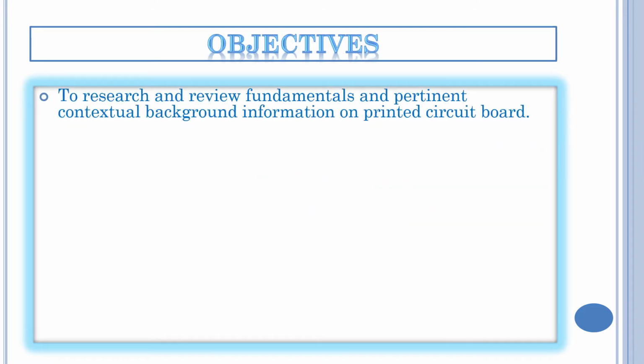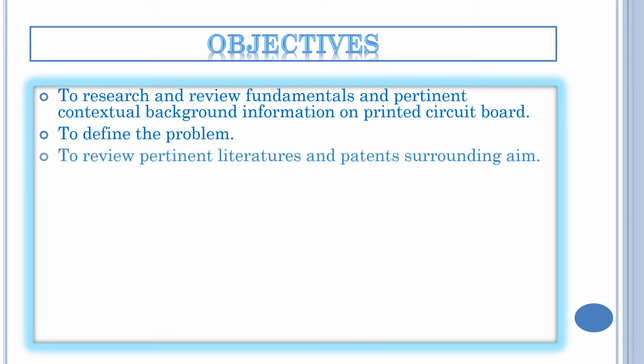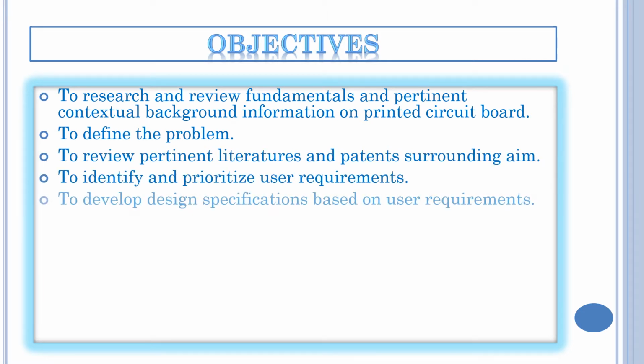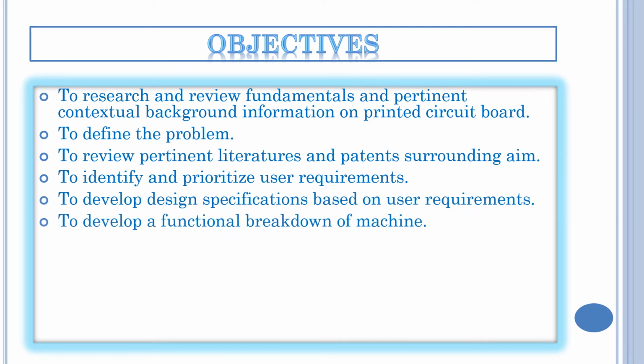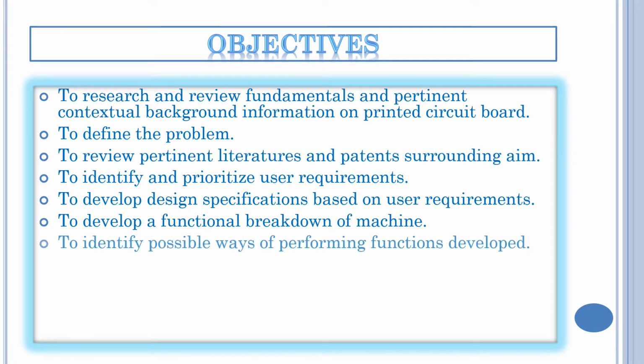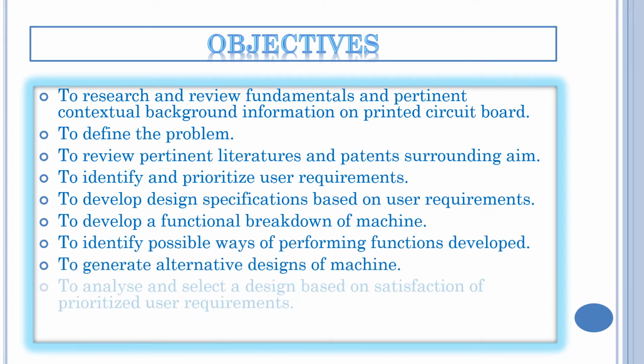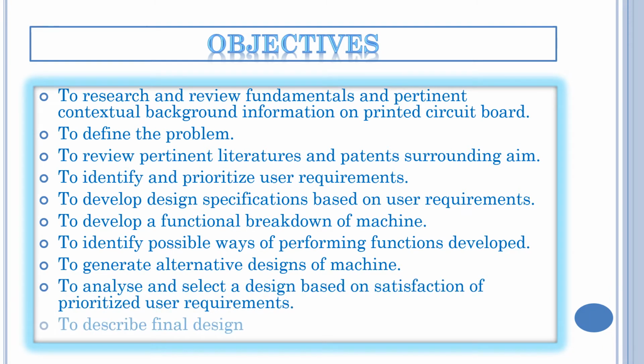To research and review fundamentals and pertinent contextual background information on printed circuit board. To define the problem. To review pertinent literatures and patents surrounding the aim. To identify and prioritize user requirements, to develop design specifications based on user requirements, to develop a functional breakdown of the machine, to identify possible ways of performing functions developed, to generate alternative designs of the machine, to analyze and select a design based on satisfaction of prioritized user requirements, and to describe the final design.